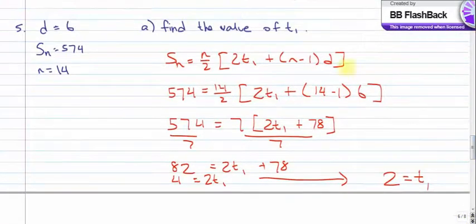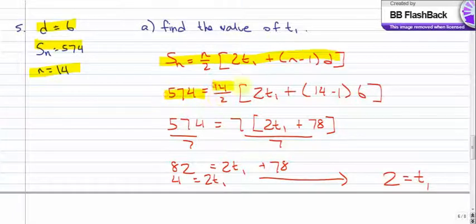One more problem like that before we head into the word problems. Again, we have 3 key pieces of information: d equals 6, Sn equals 574, and n equals 14. We are asked to find the value of t1. This time we don't know what the last term is, so we'll have to use our first equation. As we fill in everything, we get that Sn is 574.